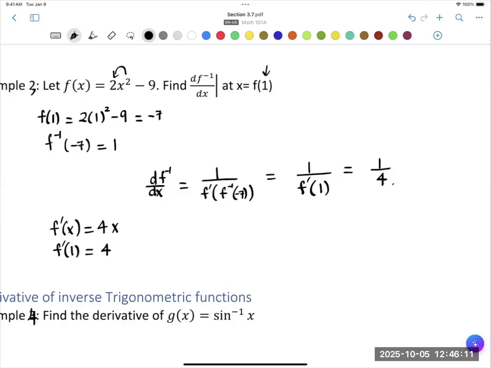Okay, so that's how you find the derivative of an inverse function. And you have to be clear in understanding why, when we find the derivative of the inverse function, we have x equals f of 1. If you remember, the input of the inverse function is actually the output of your original function. So that's why x is equal to the output of the original.